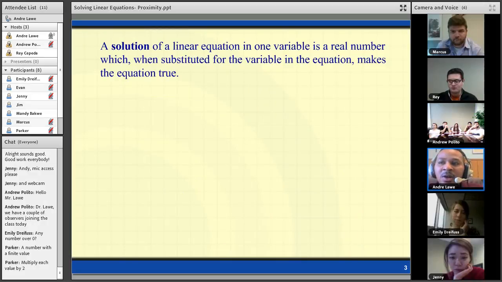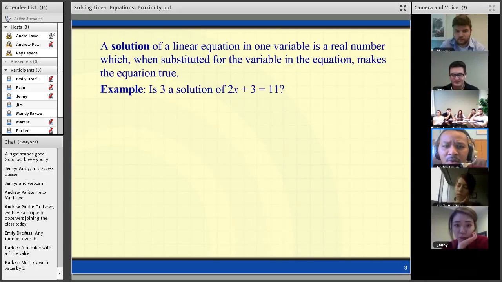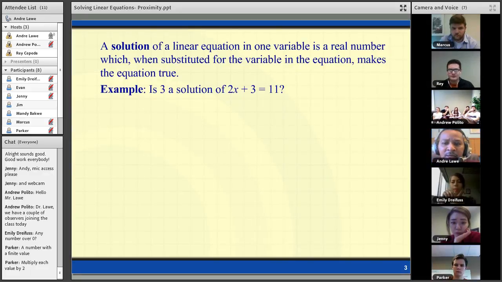So when we talk about solving a linear equation, we want to find the value of the variable in the equation. We want to find what real number, when substituted into that equation, makes the equation true. Looking at the equation we started with, 2x plus 3 equals 11, is 3 a solution to this equation? And how do you know if it is or isn't?